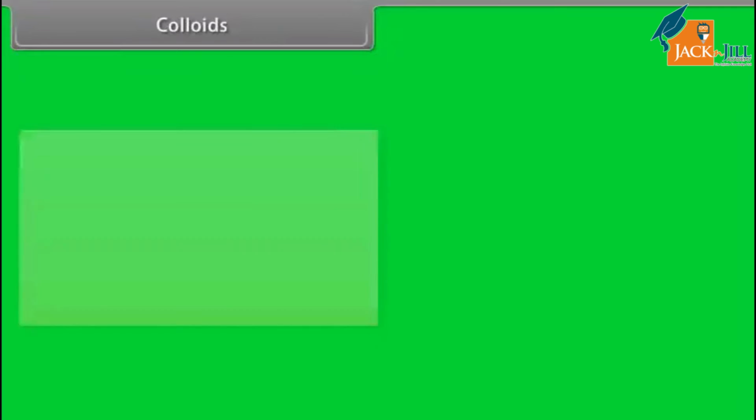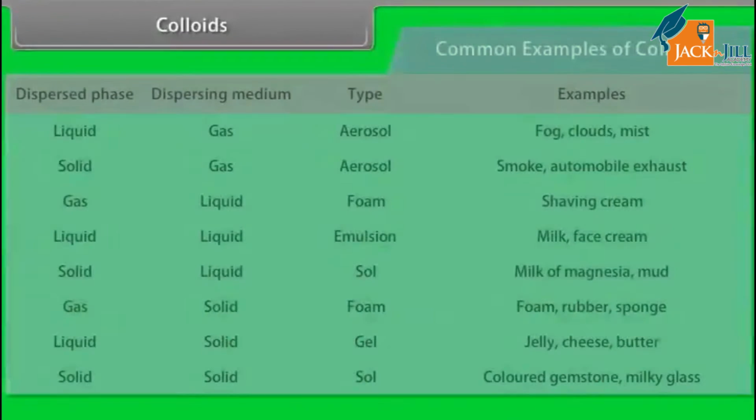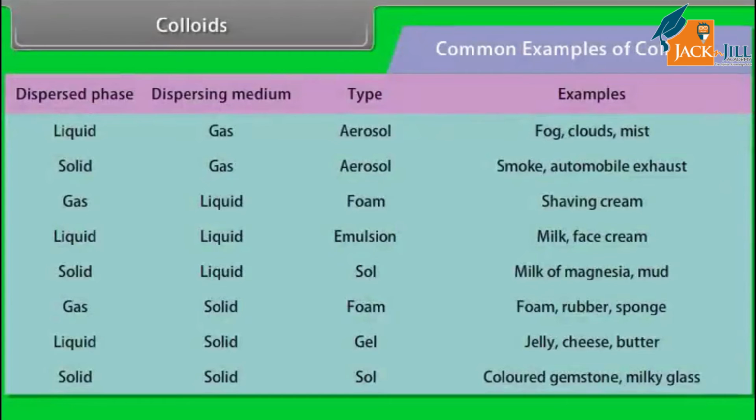Colloids. A colloidal solution appears to be homogeneous, but it is actually heterogeneous when viewed through a powerful microscope. A colloid is an in-between a true solution and suspension. A colloid is a solution in which the size of the solute particles is bigger than that of a true solution, but smaller than that of a suspension. Some common examples of colloids.